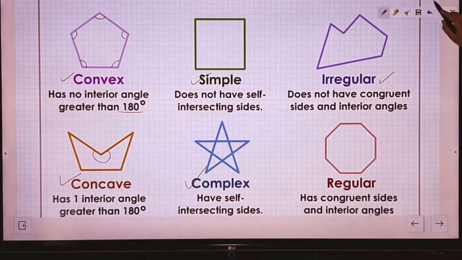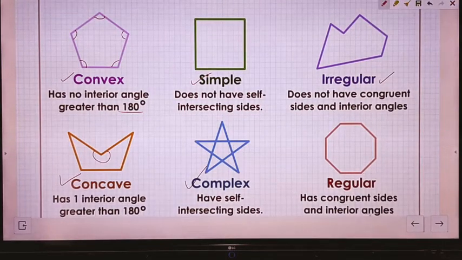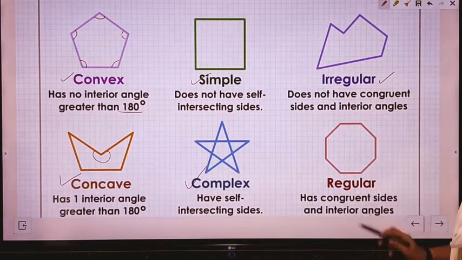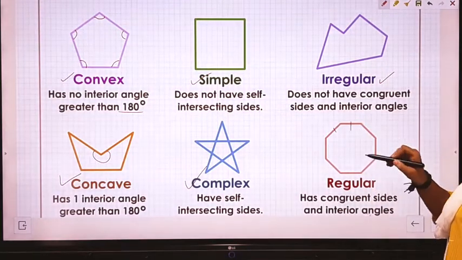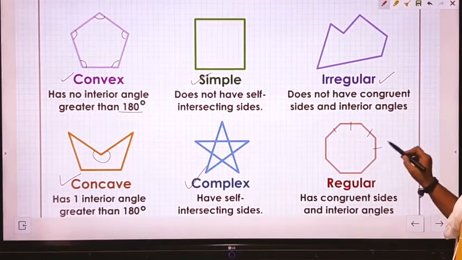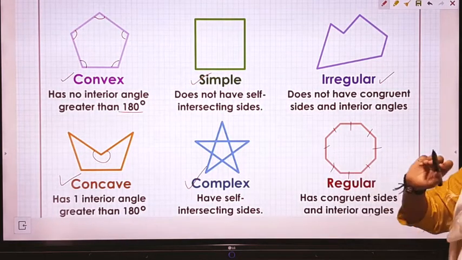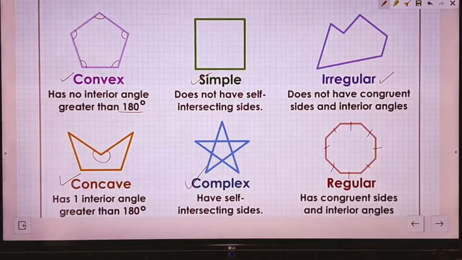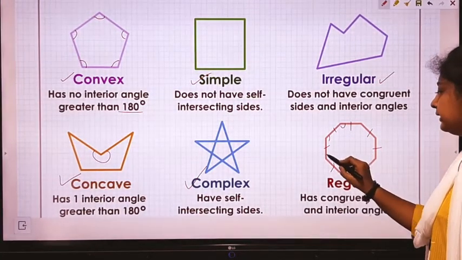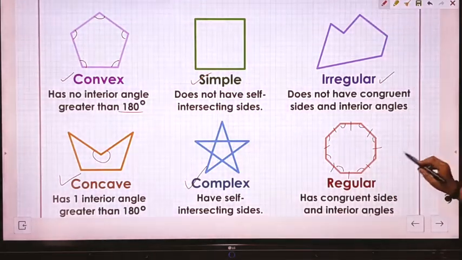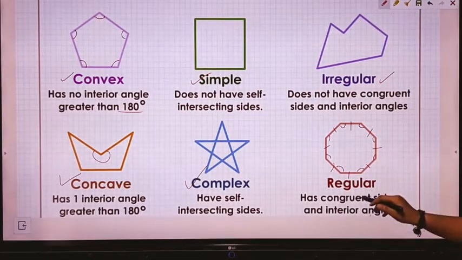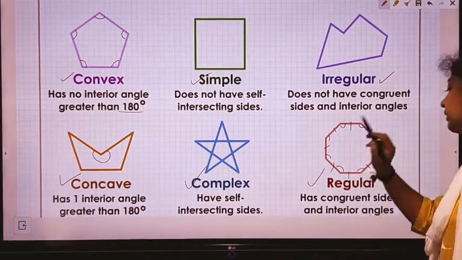Next we have a regular curve. A regular curve is a curve where all the sides and interior angles are equal to one another. This implies this side is equal to this side, is equal to this side, is equal to this and this. That means all the sides are equal and also all of the interior angles are equal to one another. So such a curve where all the angles and sides are equal is known as a regular curve.